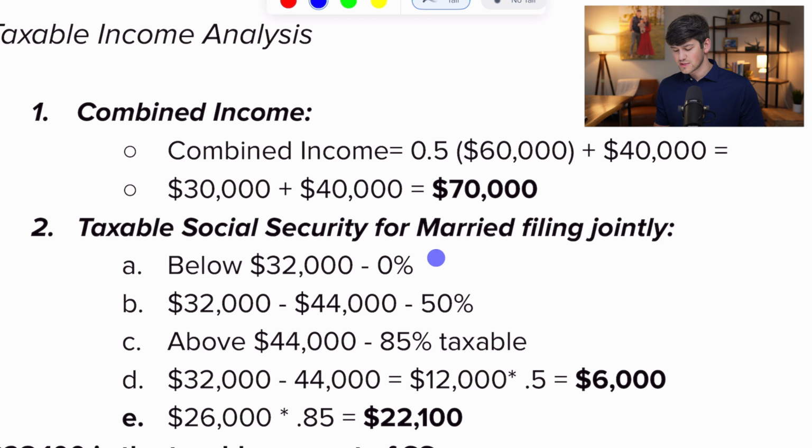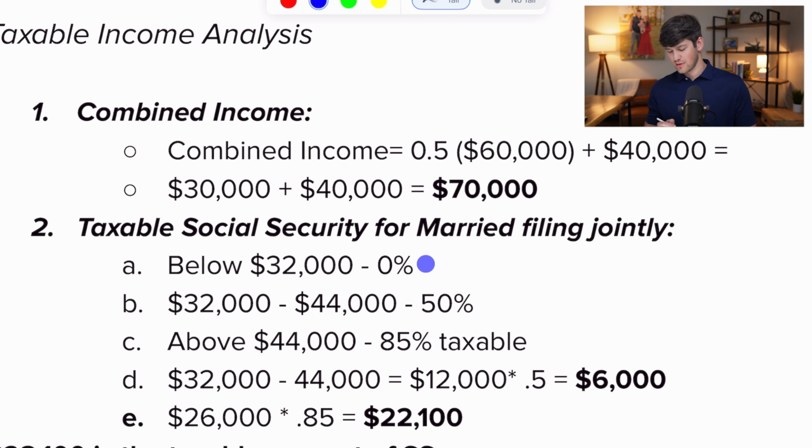So the first $32,000, none of that is taxable. So we've got that under control. The next $12,000, the range from 32 to 44, 50% of that amount is taxable. And then anything from 44 and above, 85% of that money is taxable.